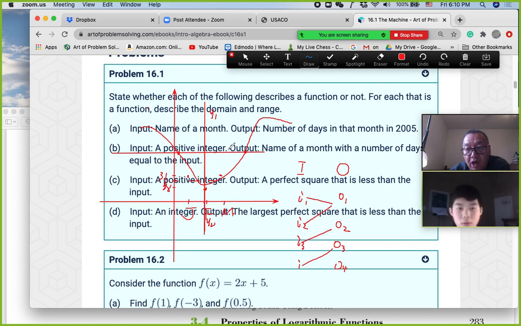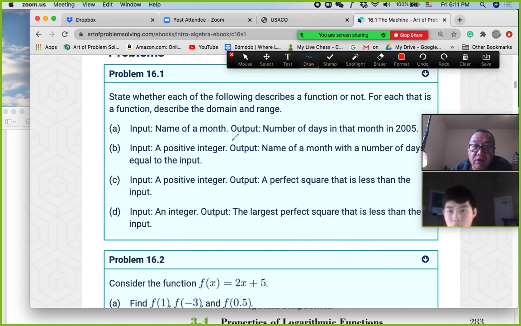Okay, if you have one intersection point, that's fine. If you have no intersection, that's also fine. Now let's say this one: the name of the month from January to December, output the number of days. For each month, you definitely have one specific number of days. You cannot get January having two output numbers of days. So this one is a function.